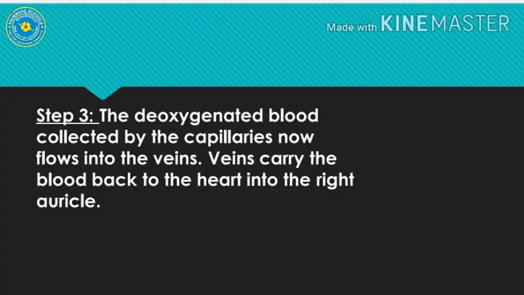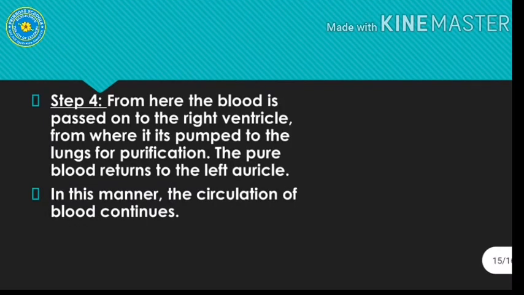Step 3. The deoxygenated blood collected by the capillaries now flows into the veins. Veins carry the blood back to the heart into the right auricle. Step 4. From here, the blood is passed on to the right ventricle, from where it is pumped to the lungs for purification. The pure blood returns to the left auricle. In this manner, the circulation of blood continues.